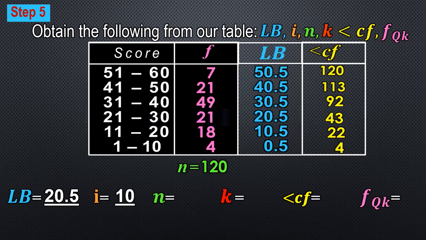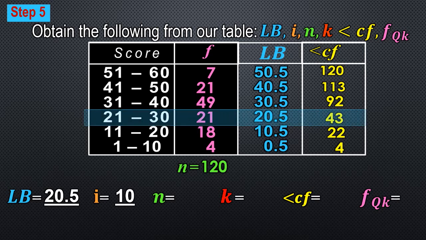So, why is it 10? That is our class interval. That is, 1 to 10, 11 to 20, 21 to 30, 31 to 40, 41 to 50, 51 to 60. Or, you may just subtract: 11 minus 1 equals 10. 21 minus 11 equals 10. 31 minus 21 equals 10. 41 minus 31 equals 10. And 51 minus 41 is equal to 10. Same with 60 minus 50 equals 10, 50 minus 40 equals 10, 30 minus 20 equals 10, and 20 minus 10 equals 10.